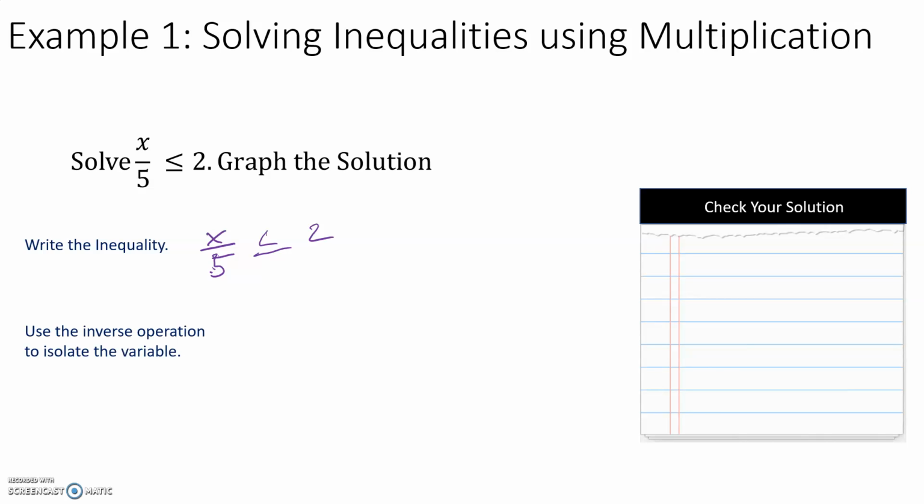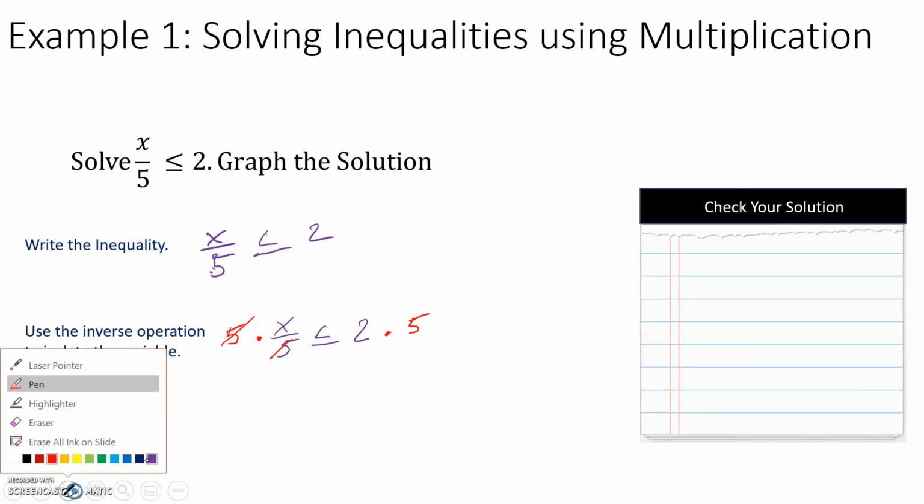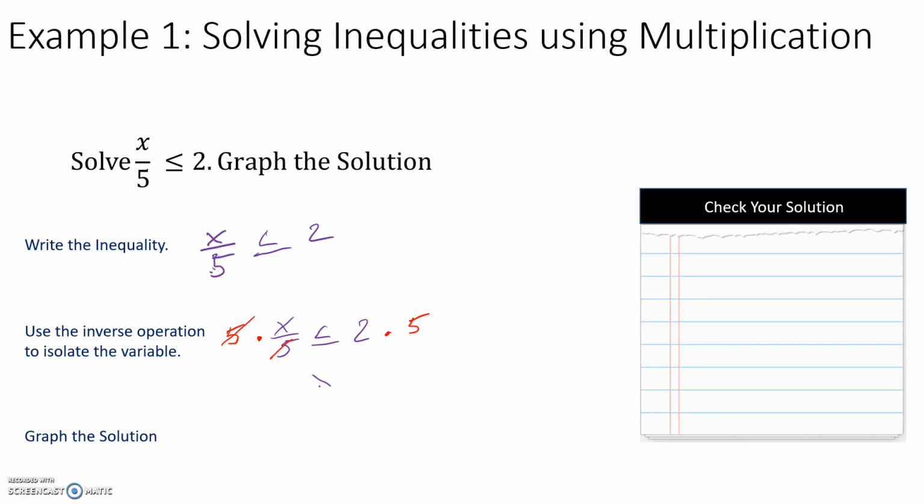Next I'm going to use the inverse operation. I'm going to multiply both sides times 5. These cross each other out, and I'm left with x is less than or equal to 10.